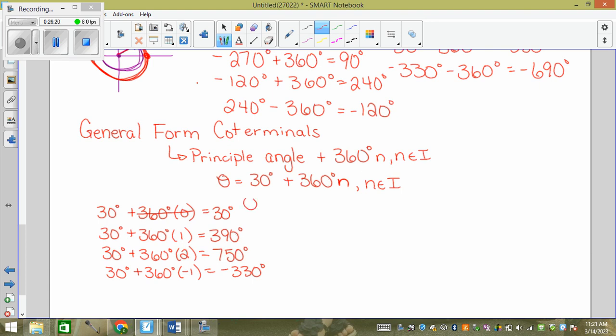It can also be in radians. We'd have to use 30 in radians, which is pi over 6. Plus, what's 360 in radians? 2 pi. And then the rest is all the same. n is an element of the integers. They can ask for the general form in radians or degrees.